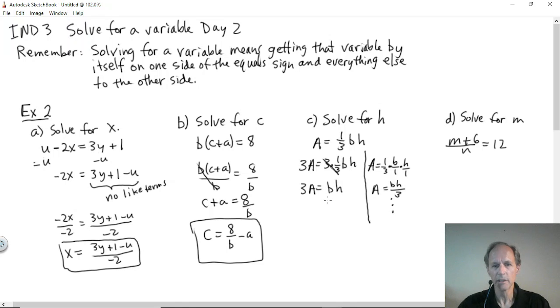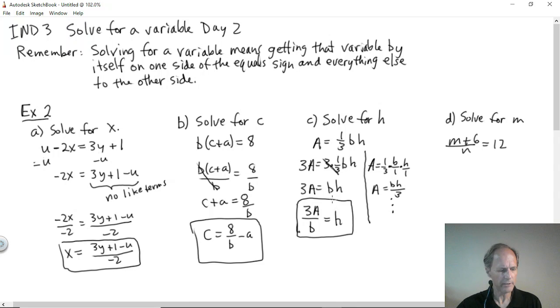And then we're almost there. We're solving for H, so we divide both sides by B. And when we divide the right by the B, it just leaves H, and that's it. So, just another way to look at that. Another way to go about it. And you can think of it either way.